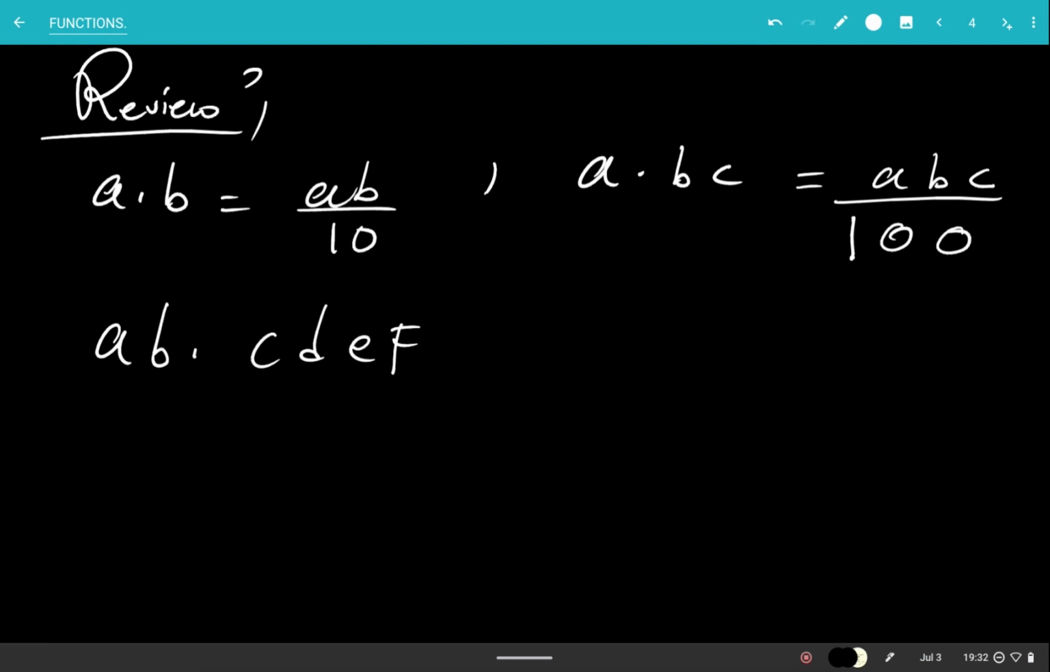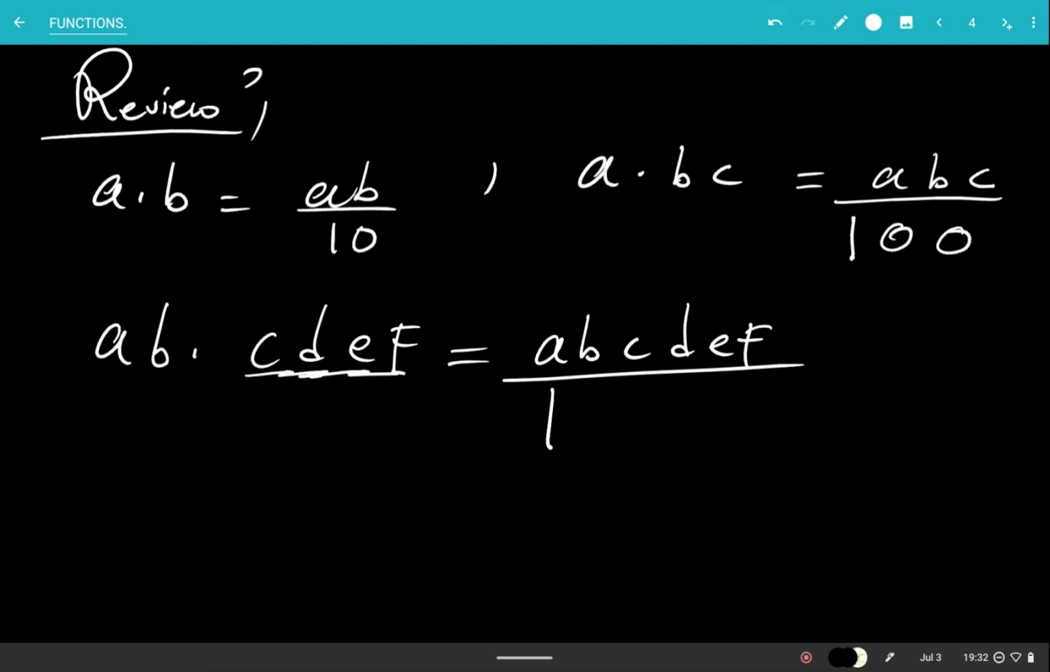We can also look at maybe a scenario where you have A, B, point, C, D, E, F. You can always pause the video and attempt to do this question on your own. Now, if you try and convert this, you will have A, B, C, D, E, F over, because I've removed the decimal point, then I'll say 1, and it will be over the number of values I'm having after the decimal point. I'm having 1, 2, 3, 4. So it's going to be 4 zeros. So that's just a quick review of something I want you to know.